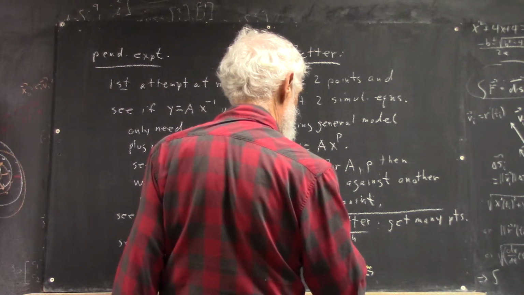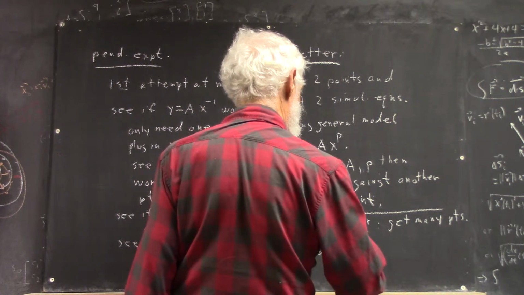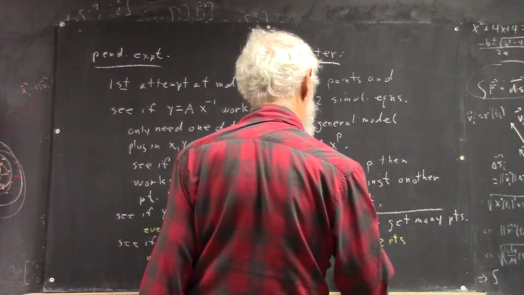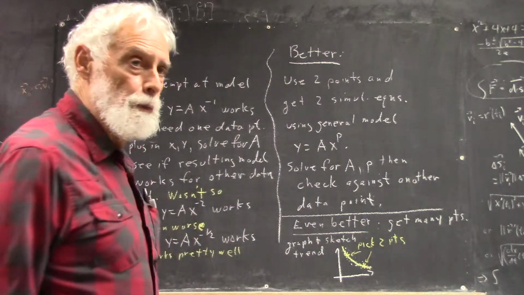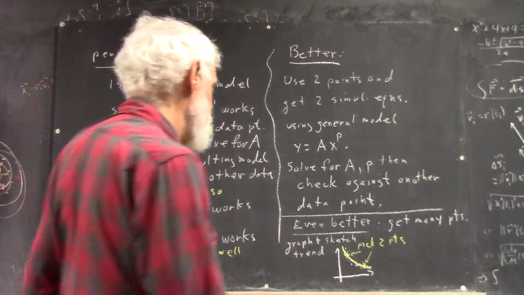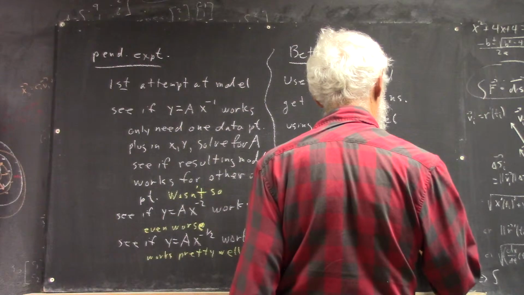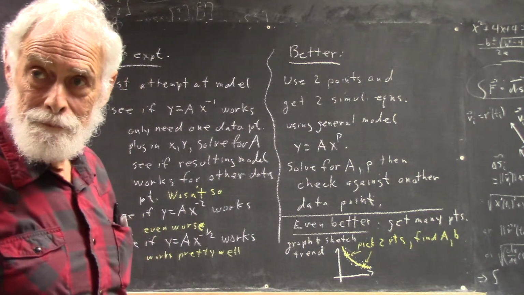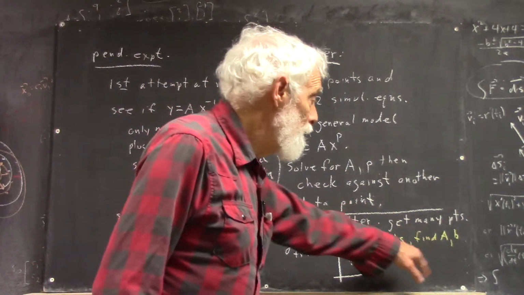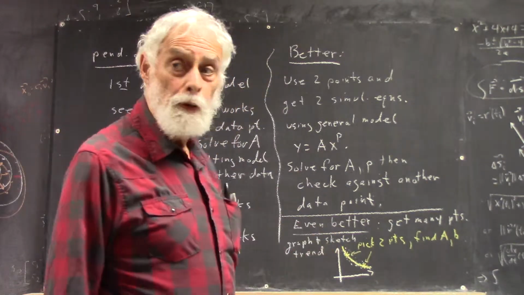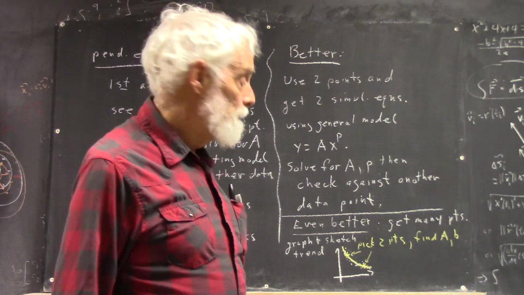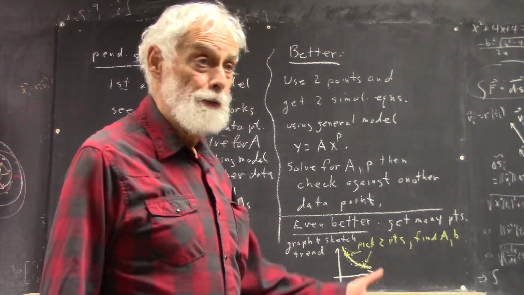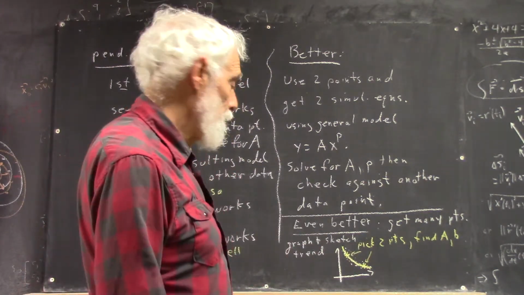But we pick 2 points on the graph. Pick 2 points. Find A and B, and then check how your model works with each point. If you have this many points, that's probably something you're going to do with a spreadsheet. It's real easy, and I'm not going to teach you how to do that.